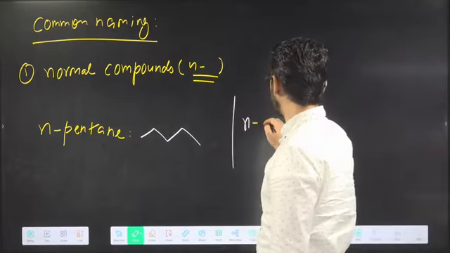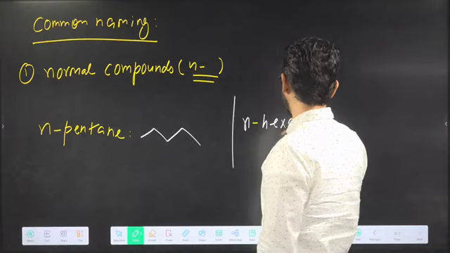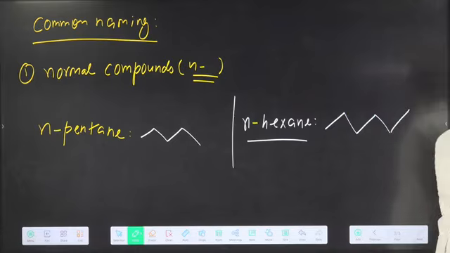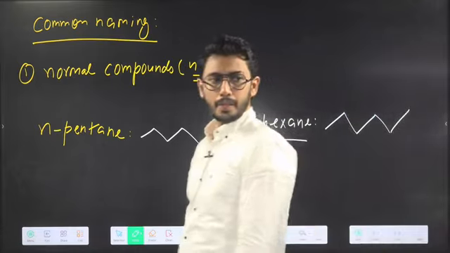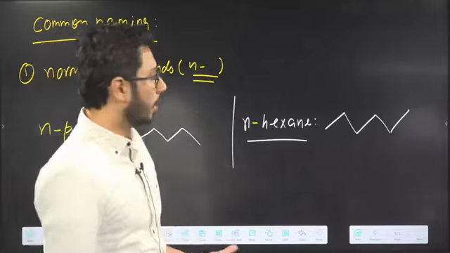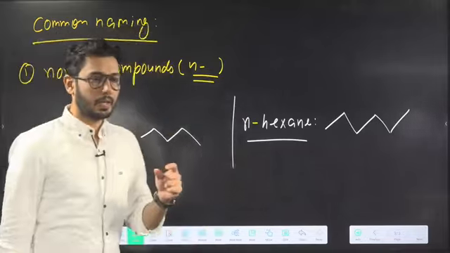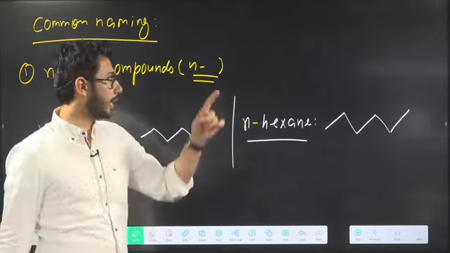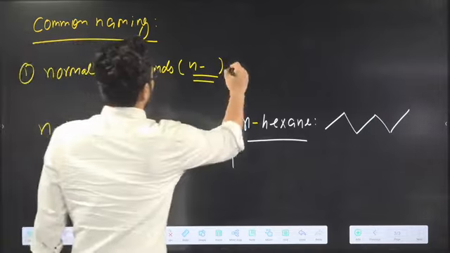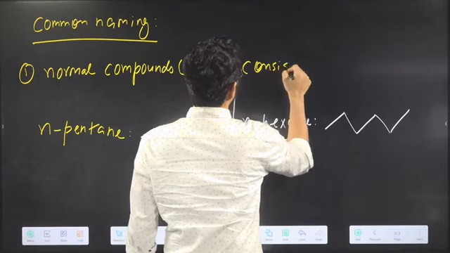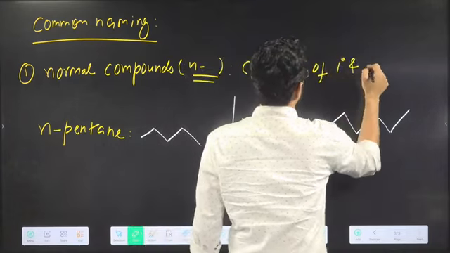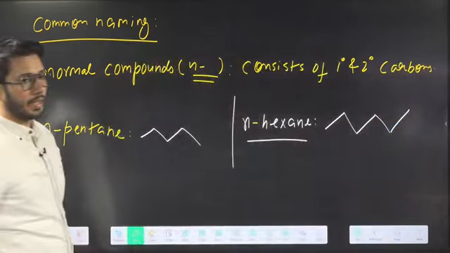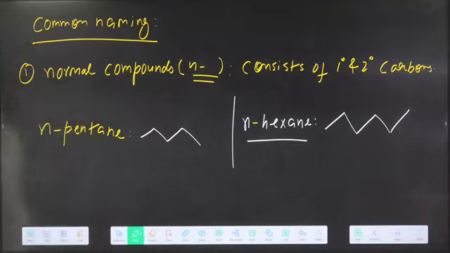This is a normal or N compound. If it is N-hexane, a common name, you will write a linear chain of 6 carbons. Getting it? That is the meaning of N compound, but it is a common name. If I say pentane, pentane is the IUPAC name, but N-pentane means common name. N indicates normal, straight chain. So it consists of primary and secondary carbons, but no tertiary or quaternary.